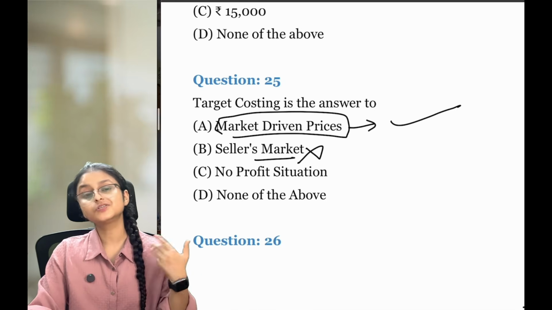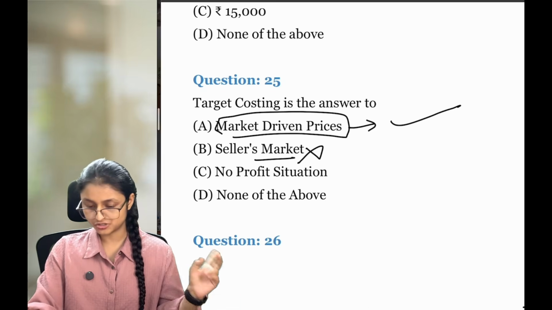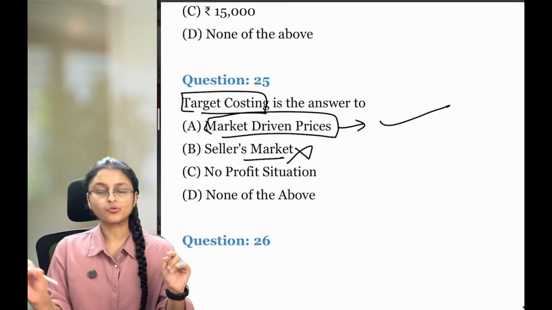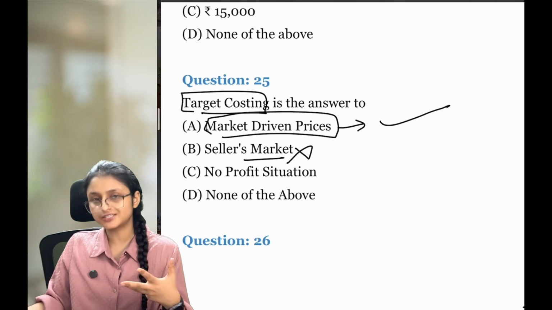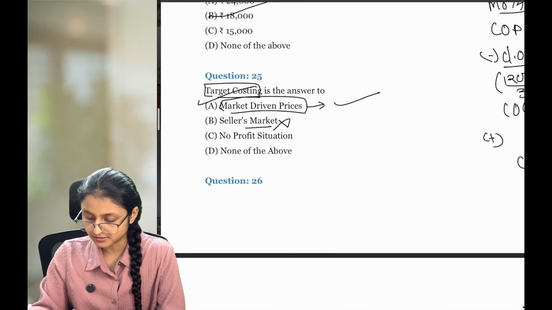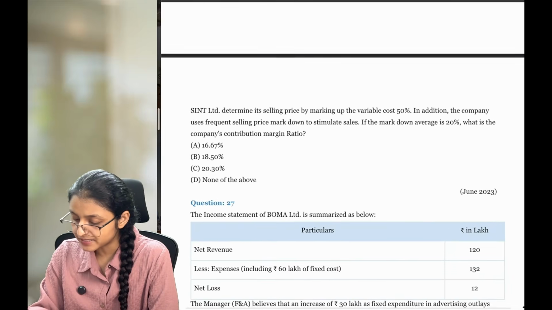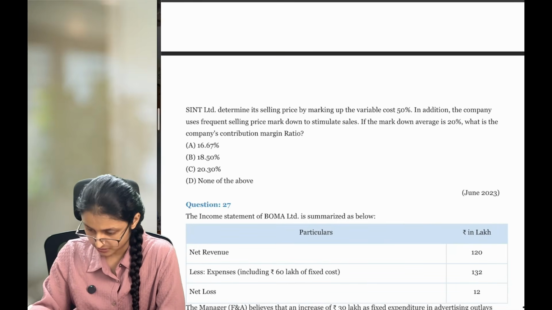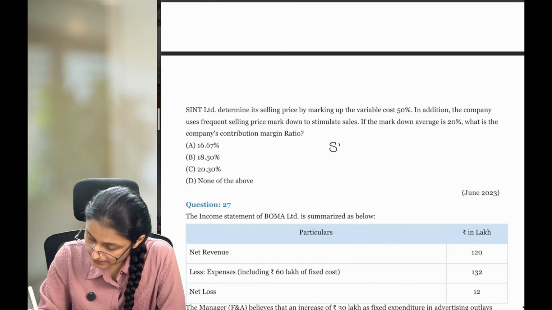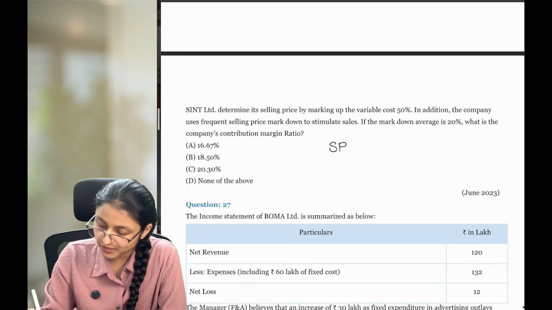In the target costing, price is already decided by the market, profit is decided by the investors. Hence, cost is the only thing which we can control here. Okay? Next, so this is your correct answer. Question number 26. Synth Limited determined its selling price by marking up the variable cost by 50%. So, selling price is decided by charging a markup of 50% on variable cost.